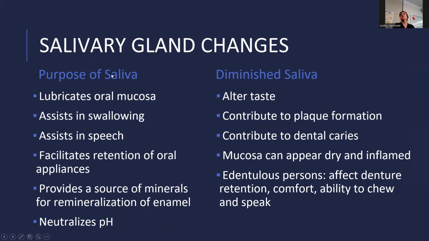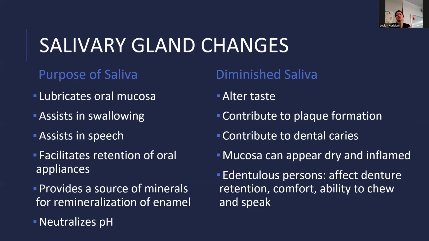So we know the purpose of saliva is to lubricate the oral mucosa. We know it helps start the digestive process, and assists in swallowing and in speech. If your mouth is really dry, your tongue catches all over the place and it's harder to talk. It facilitates retention of oral appliances. If they have a removable appliance of any kind and don't have the saliva, it's not going to feel as comfortable and be retained as easily.